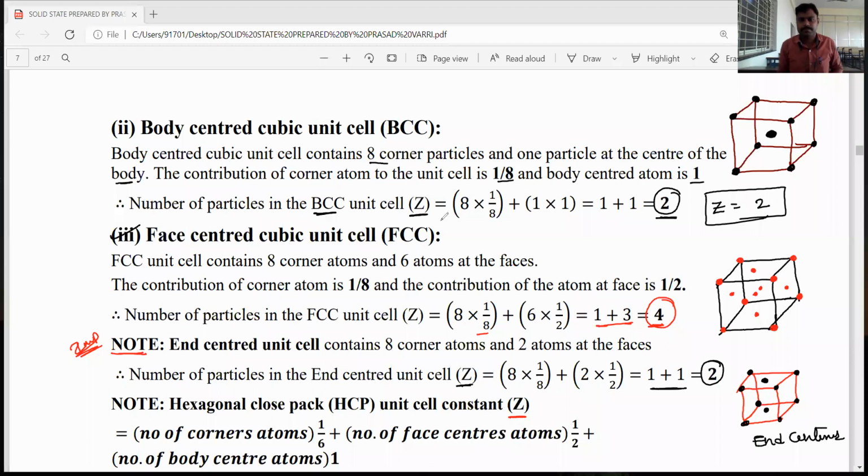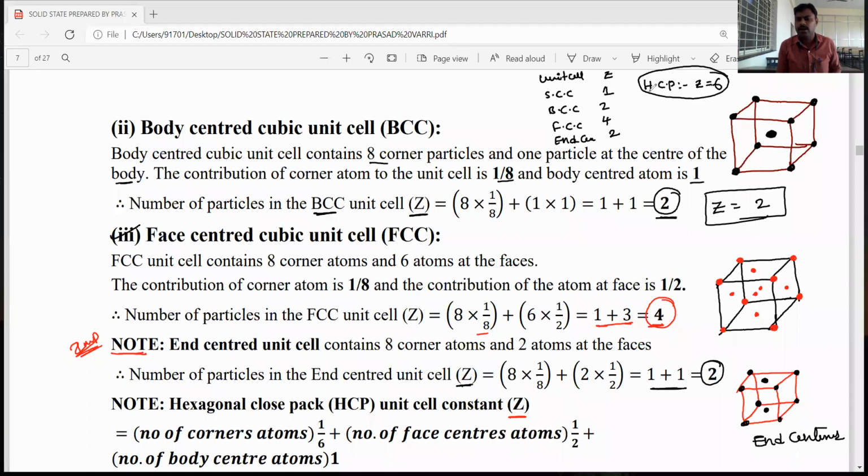Now simple cubic. Just listen, dear students. The Z value of the unit cell: for simple cubic, Z value is 1. Body center, Z value is 2. And face center, Z value is 4. And end center, Z value is 2 again. And HCP, hexagonal close packing structure unit cell, the HCP Z value is 6.